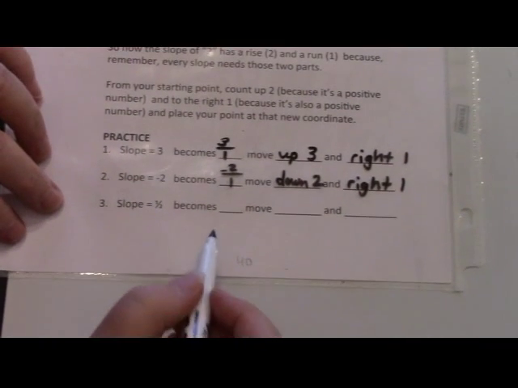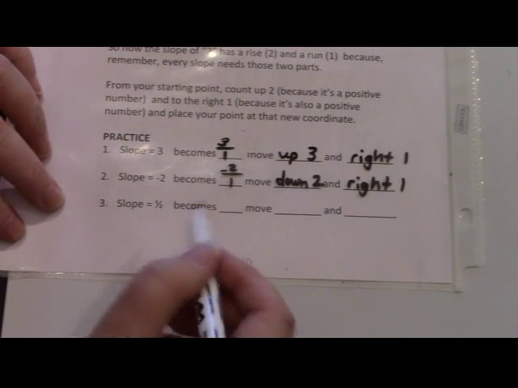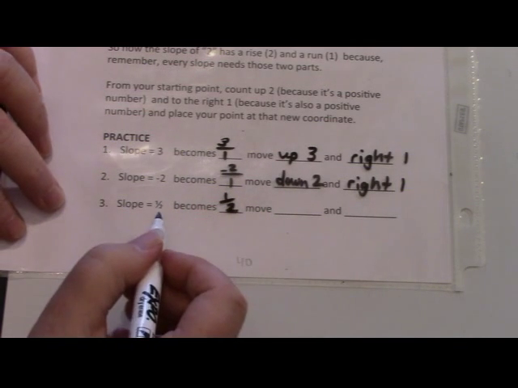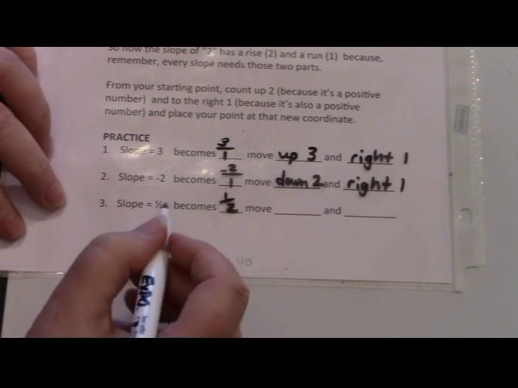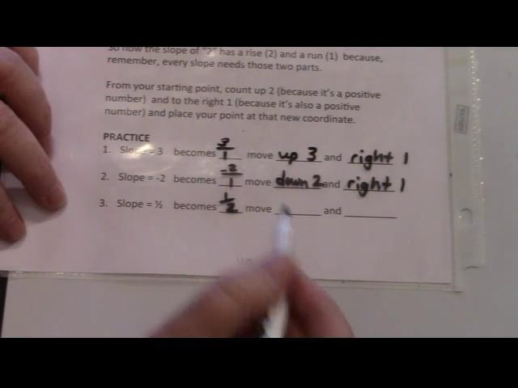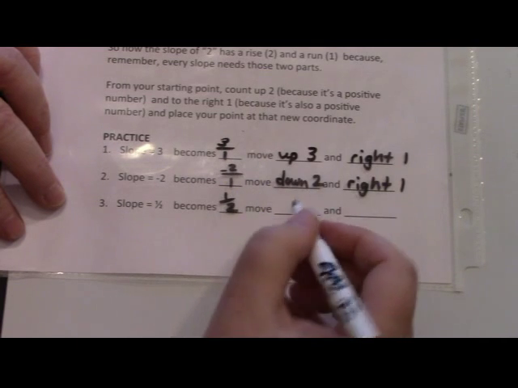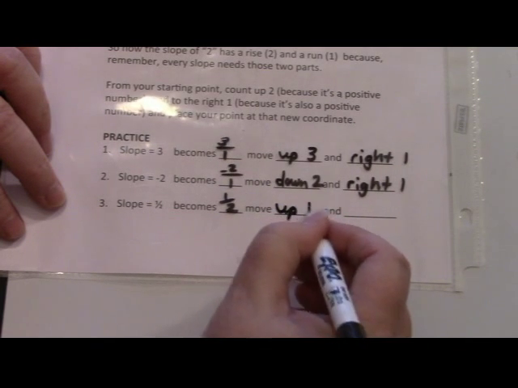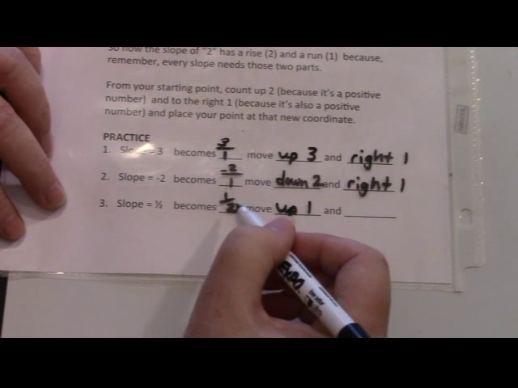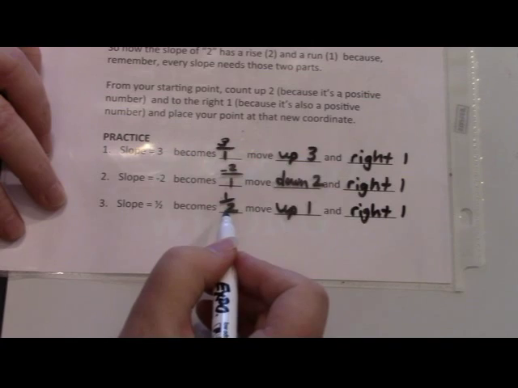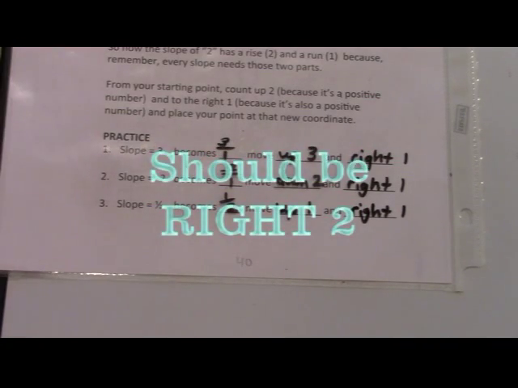How about a slope of 1/2? Well, what does it become? Well, it stays. I don't have to do anything. When I have a fraction form, if my slope is already a fraction, my work is done. I'm just going to read these numbers and follow the directions. So I'm going to go up 1 because it's a positive number, and then I'm going to go to the right 1 because that is also a positive number.